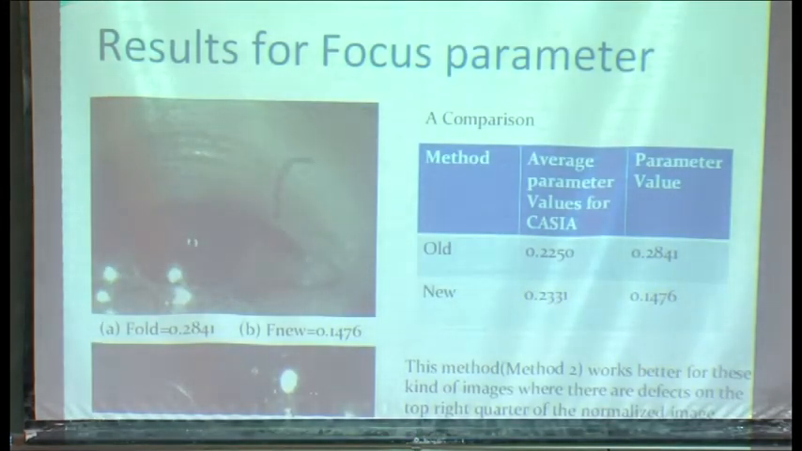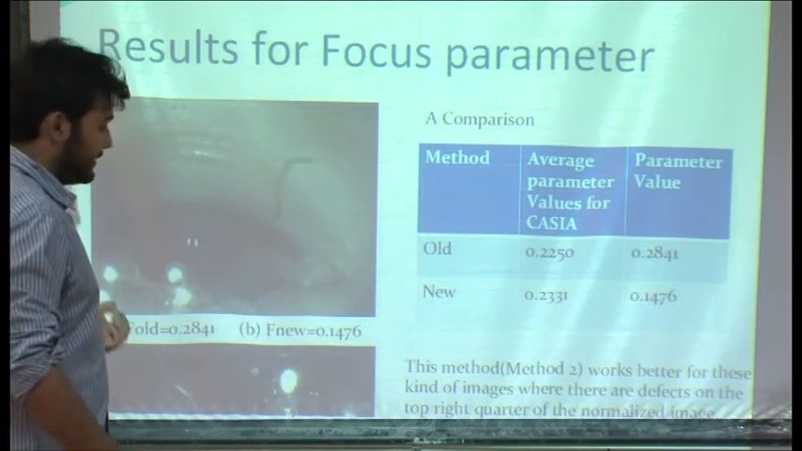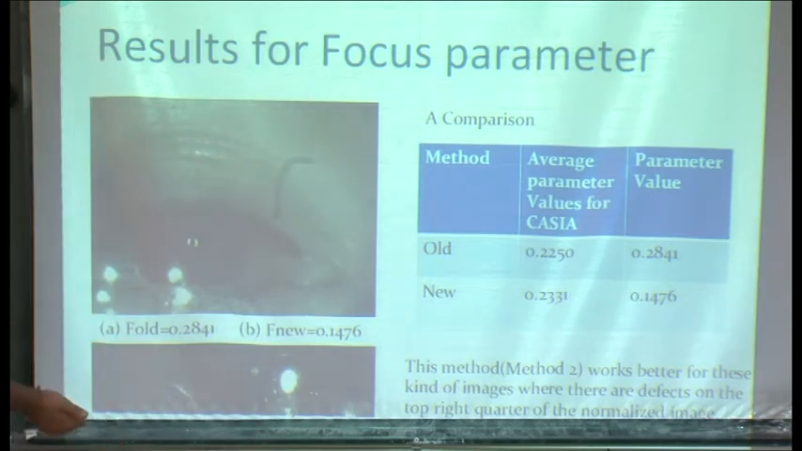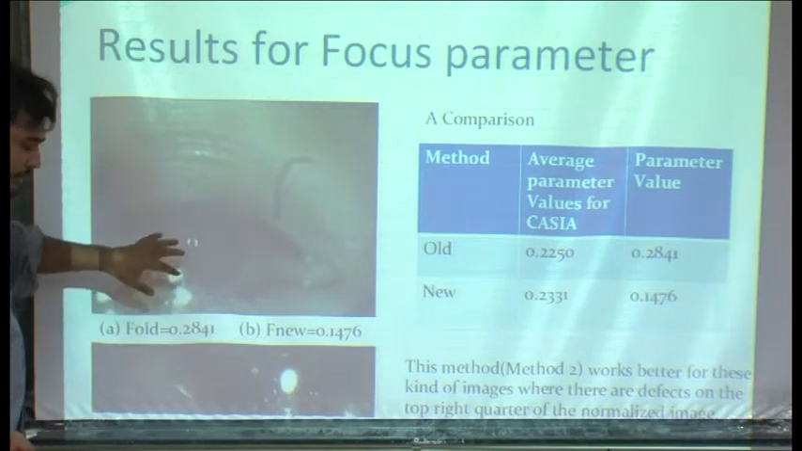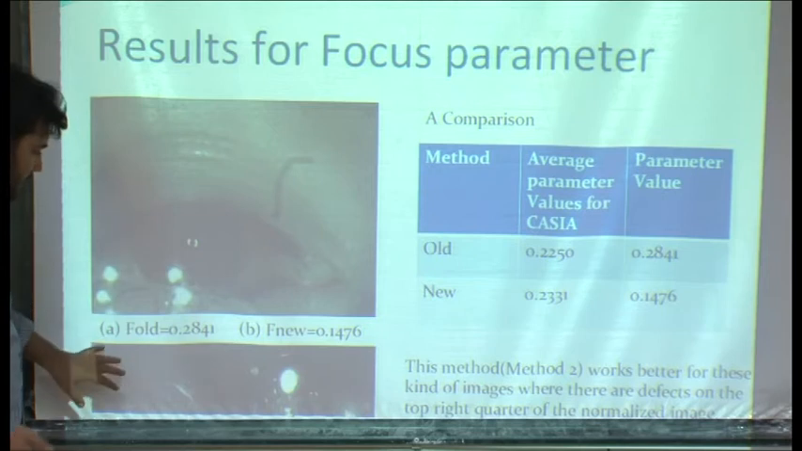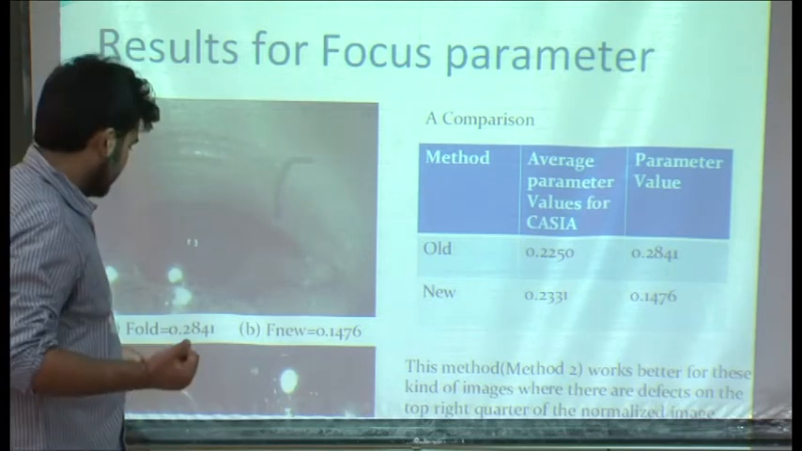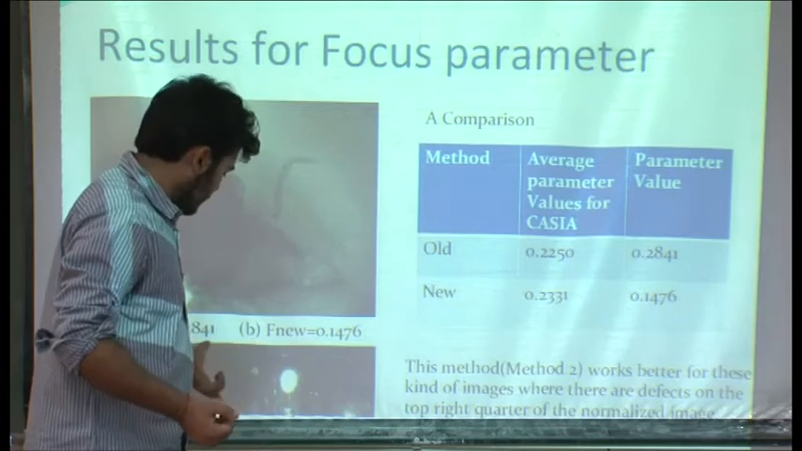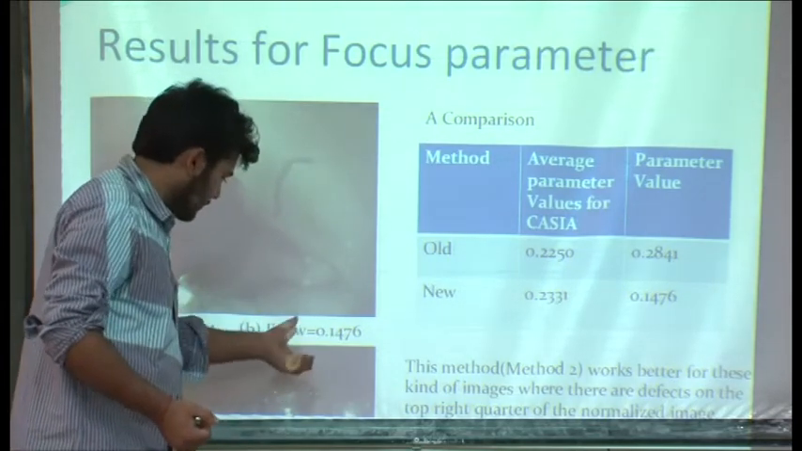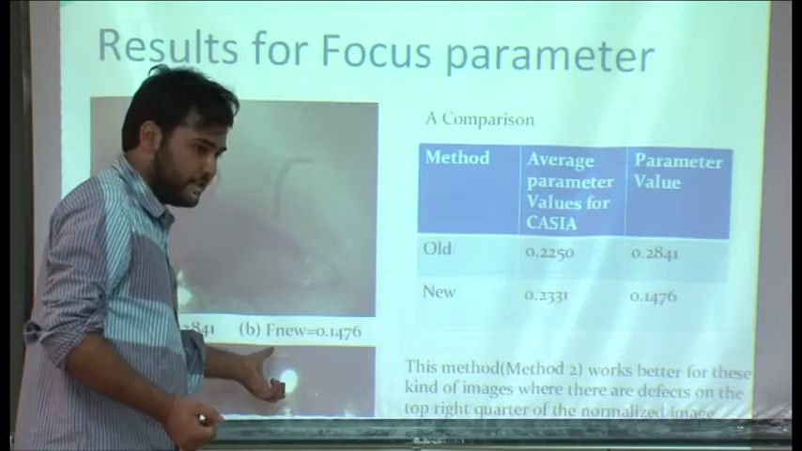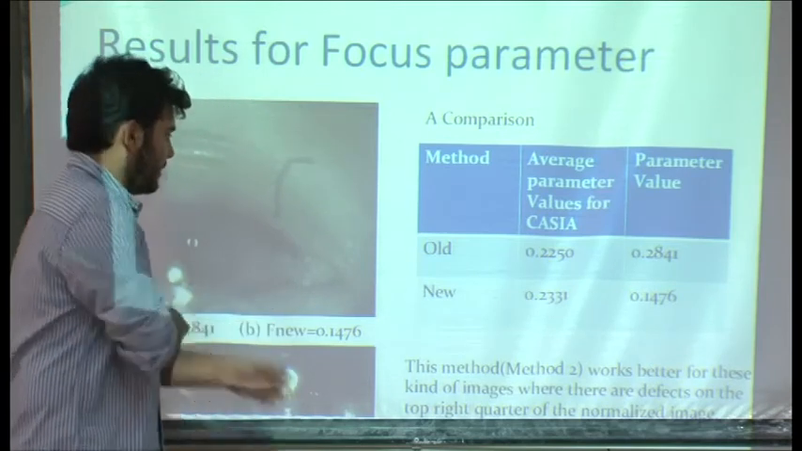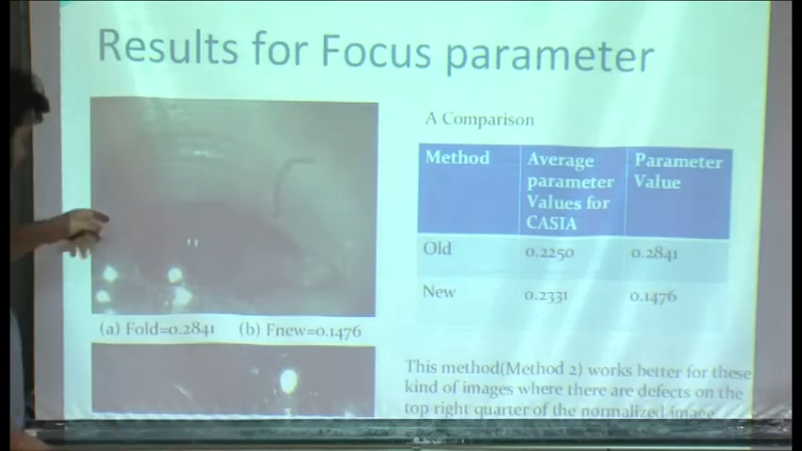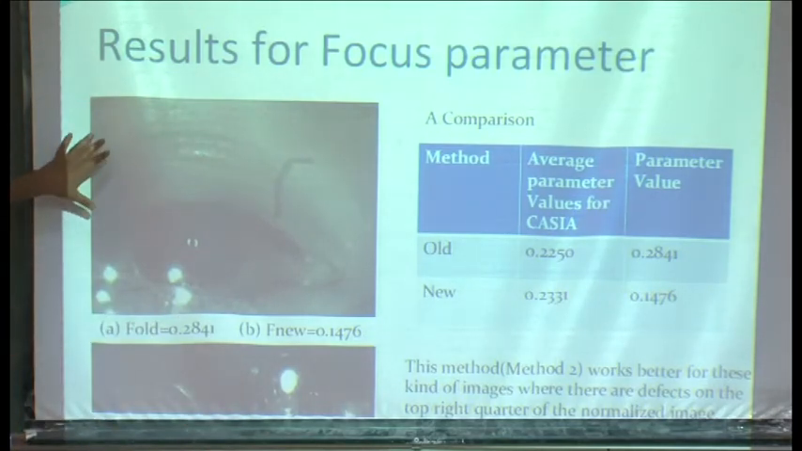So how is this method better than the previous one? Suppose, as I mentioned earlier in the earlier presentation, there are some defects in the iris normalized image. What the previous method was doing was, it used to take the top right quarter of the image and evaluate the values of the convolved image. But for that case, the picture quality is not too good.